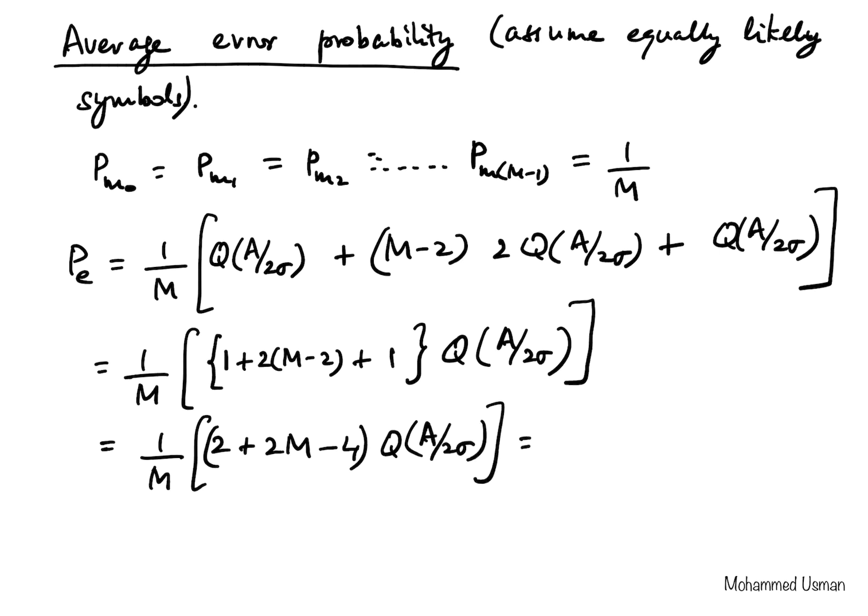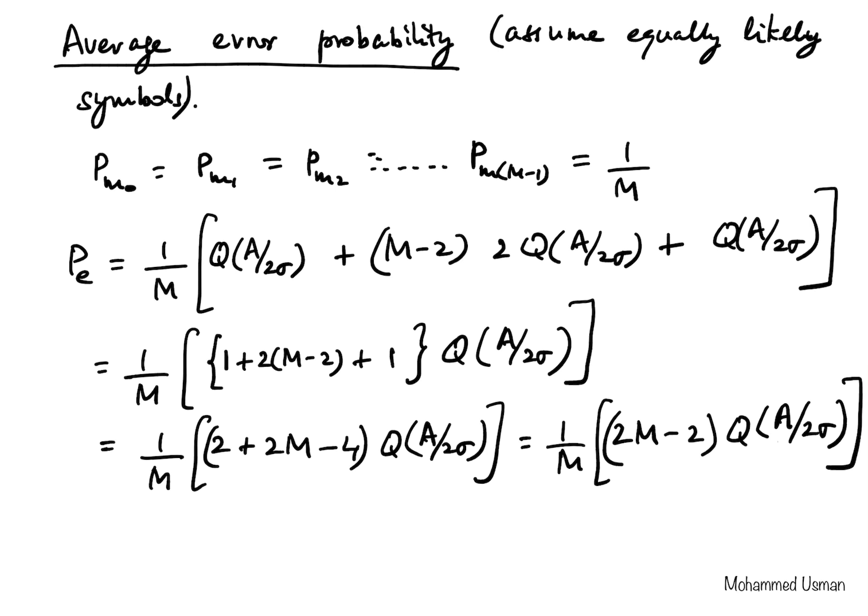So that is equal to 1 by m. We are just simplifying this expression so that we can write it as compactly as possible. So 1 by m into 2m minus 2. Minus 4 plus 2 is minus 2. So 2m minus 2 times Q of a by 2 sigma.